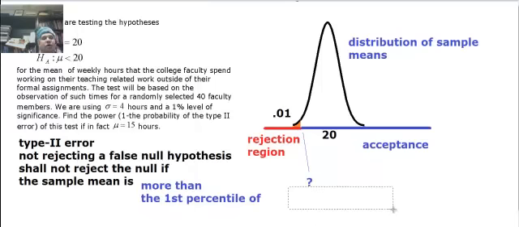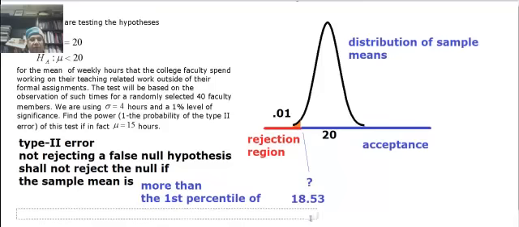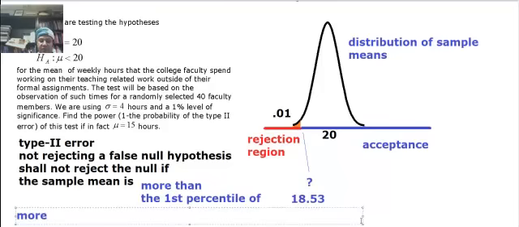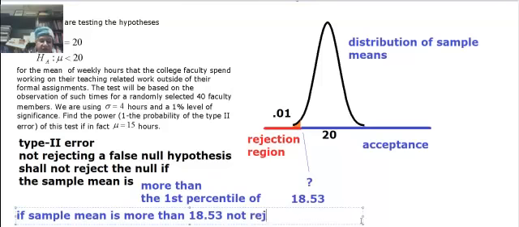So we got the answer is 18.53. Are we clear? So that means if the sample mean is more than 18.53, we will not reject the null. And if the null is bad, we will have committed a type 2 error.